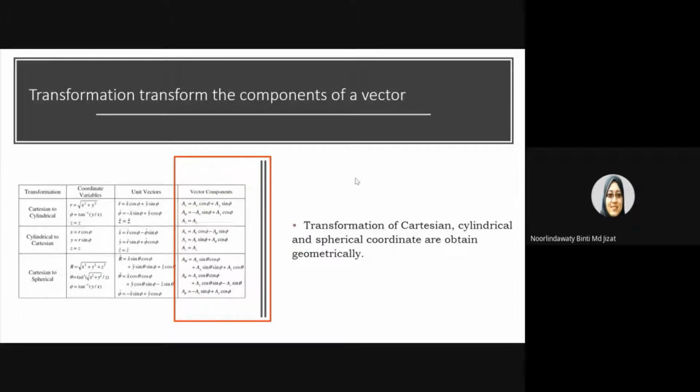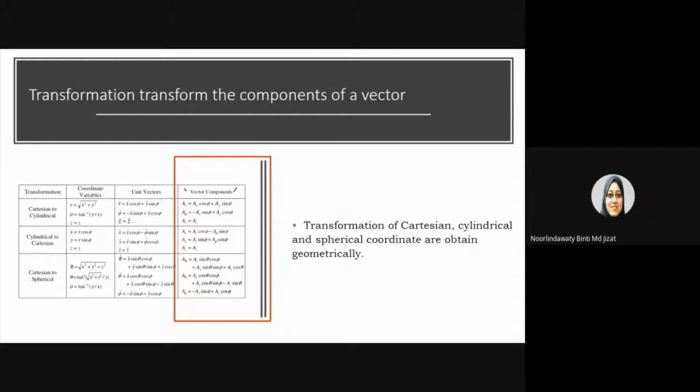Of the vectors. Okay, so if you see from your appendix, the first table that you have over here refers to the transformation of the coordinates. But you see at the back, at the fourth column of your appendix, they have put their component vectors. So in this case, we will change the transformation for the vector from the Cartesian to cylindrical.